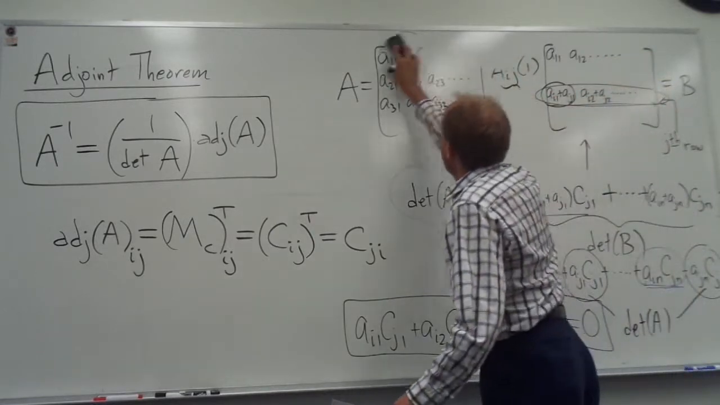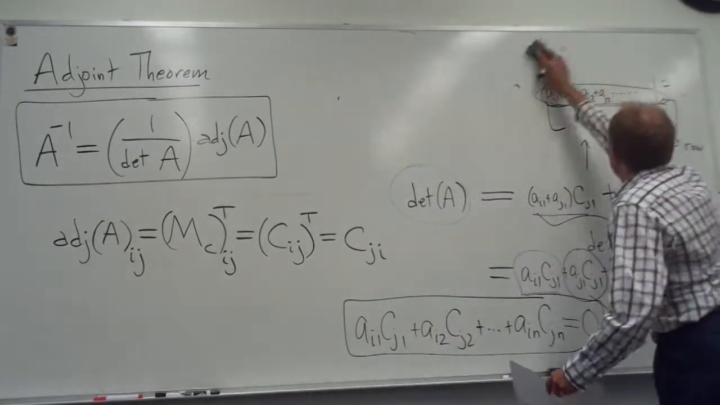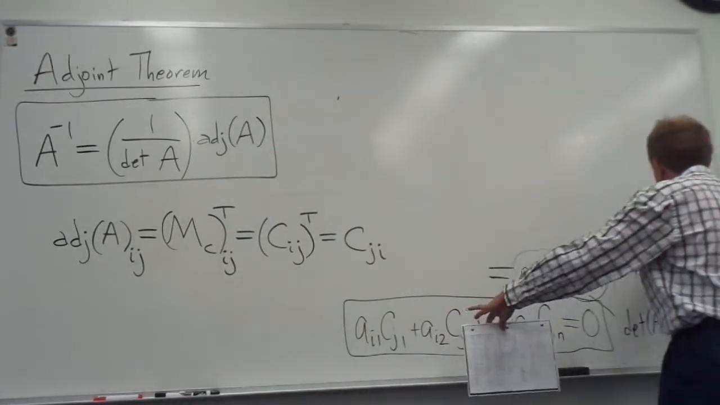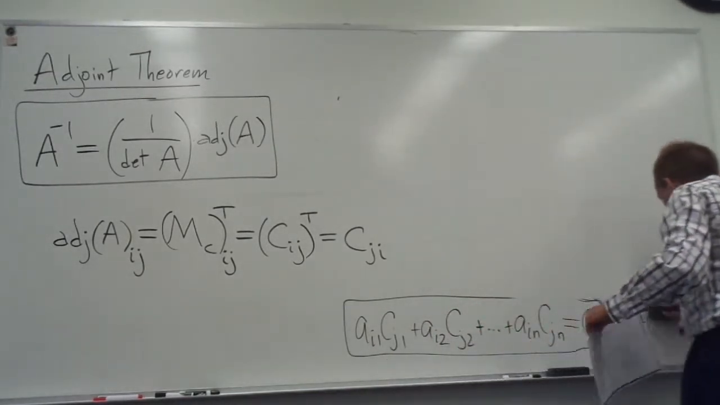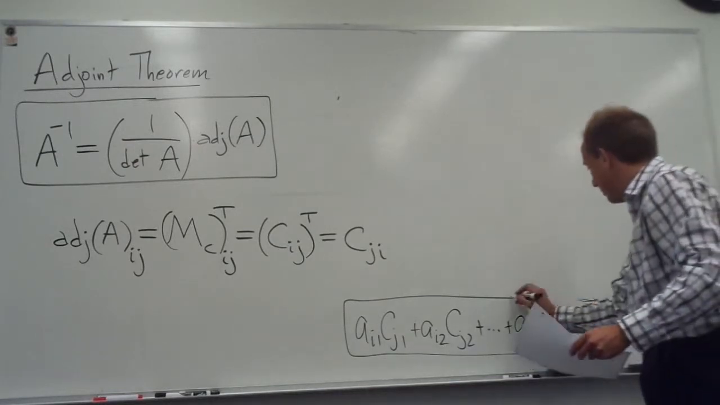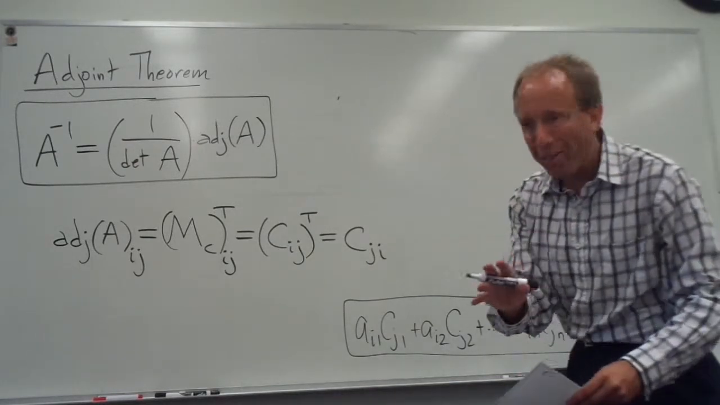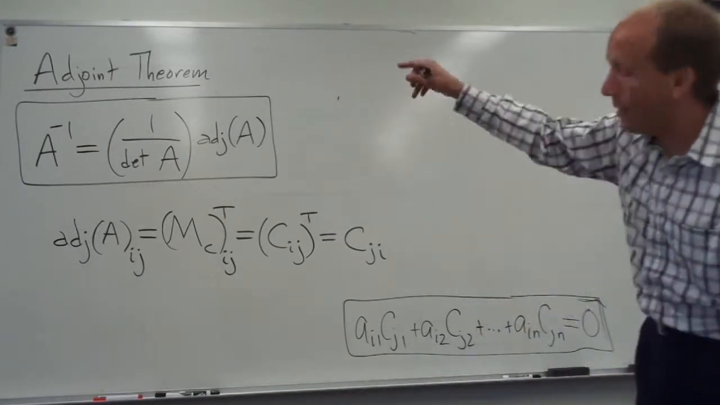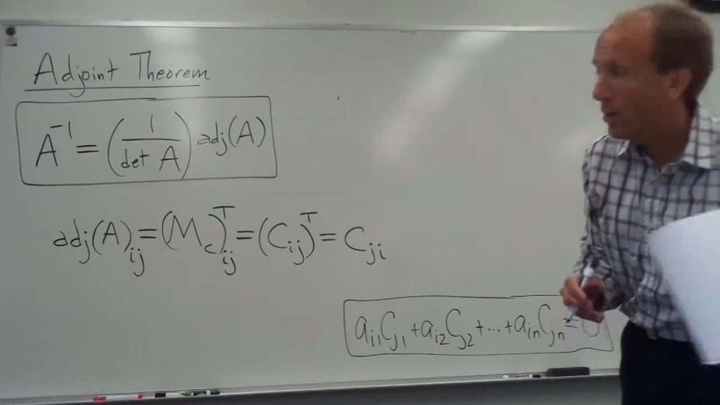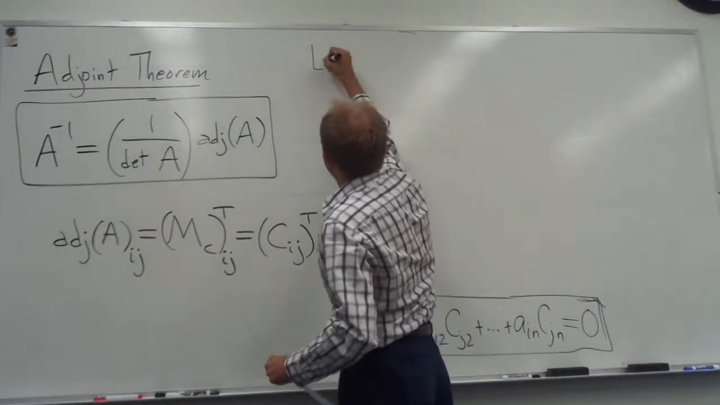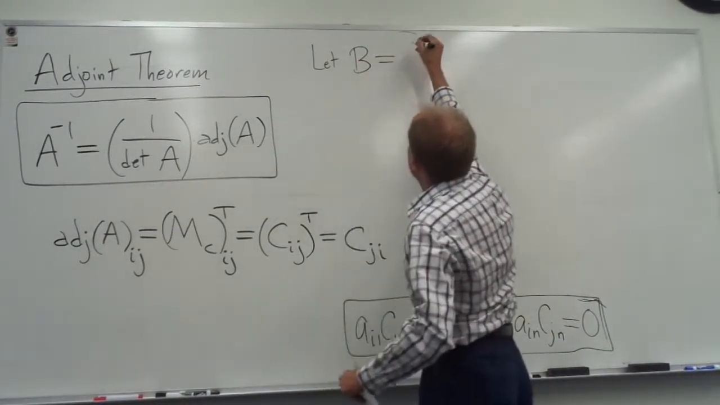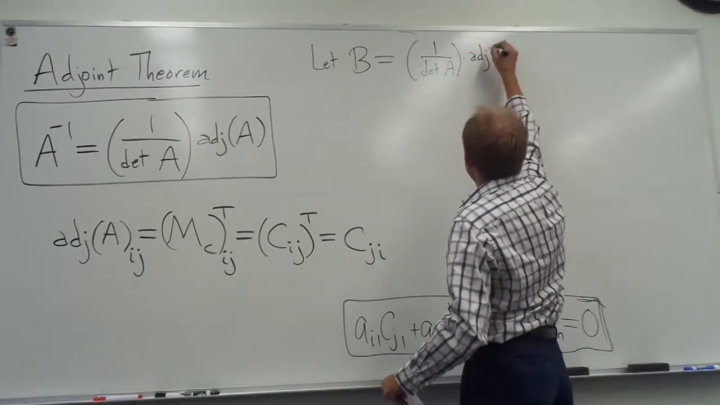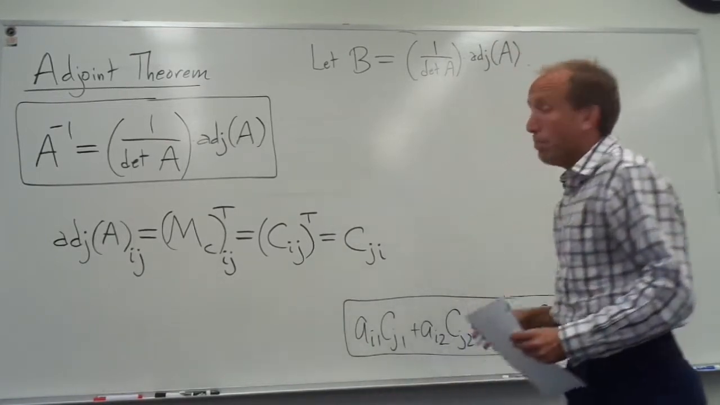So now that I've got that, I'm going to come back and give you a very, very quick justification. I'm going to keep this box here circled. You can always rewind the video and go back and see what I had written there if you need to. But I'm just going to justify this adjoint theorem really quickly. Okay, so I'm going to do that by setting B equal to, I'm just going to give this a new name, 1 over the determinant of A times the adjoint of A. I'm going to call that B.